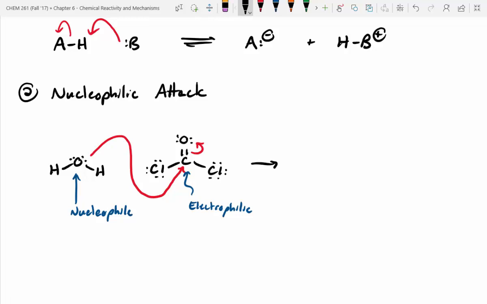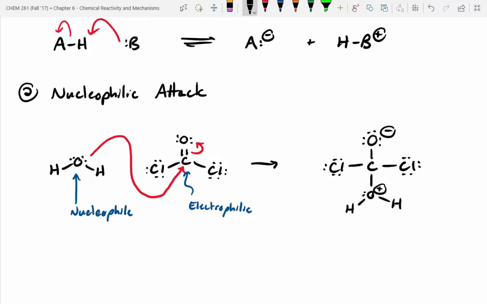Okay, so now let's draw our product. All right, what am I missing? Negative charge on the oxygen. All right, we kicked electrons up to the oxygen, so it definitely has a negative charge. What else? Yeah, positive charge on the other oxygen because it donated its electrons. So this would be an example of a nucleophilic attack. Okay, let's try another one.